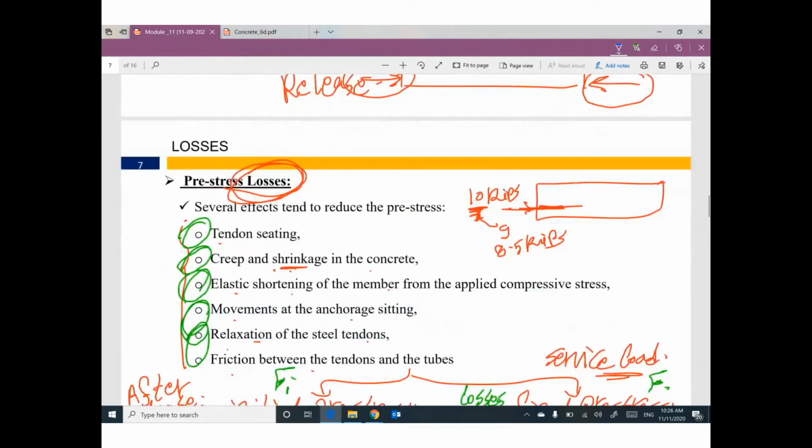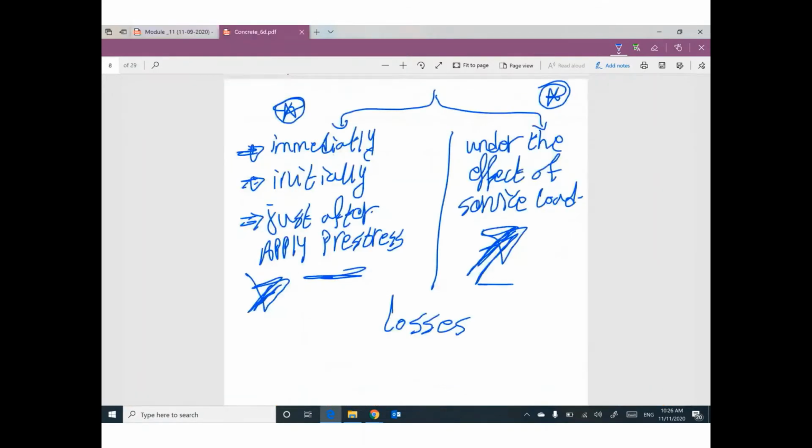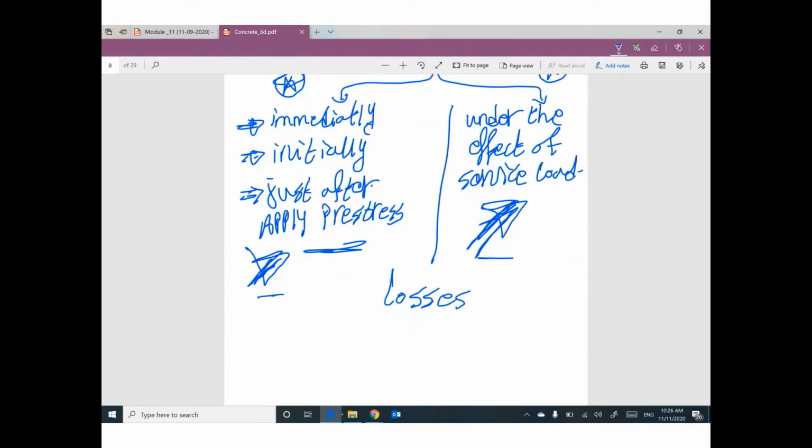Pre-stressing losses. We have several factors, several effects that tend to reduce the pre-stress. So if you are constructing a building or a bridge and you immediately release the pre-stressing force, you have something called Fi, the initial pre-stressing force. But if you are talking about surface load after a long time, no, we are talking about F only, which is the effective pre-stressing force after losses. The difference between this one and this one is losses.